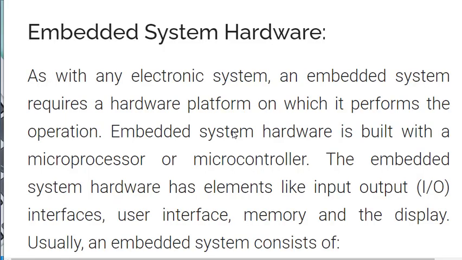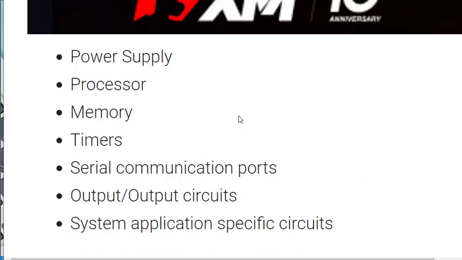For the embedded system hardware, as with any electronic system, it is built with a microprocessor or a microcontroller, and has elements like input-output interfaces, user interfaces, memory, and the display. Usually, an embedded system consists of power supply, processor, memory, timers, serial communication ports, input-output circuits, and system application-specific circuits.